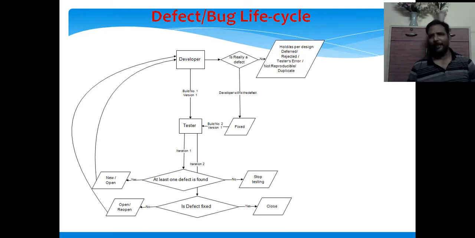That may be taken care of in the next version, or they will think that this will not be solved in this iteration. If the next iteration comes, then it will be solved. Normally they will solve it in the next release. Okay, then what is rejected? Suppose the defect is reproducible, but the developer doesn't agree that it is a defect. Then he may reject it.